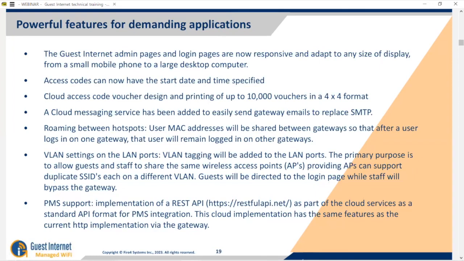Roaming between hotspots, which I've mentioned, very important feature for internet service providers. The VLAN configurations, which are also important for large-scale networks, whereby we can set up a multi-use wireless network. And then we have support for property management systems that want to integrate with the Wi-Fi, and we'll cover this as well in a short while.